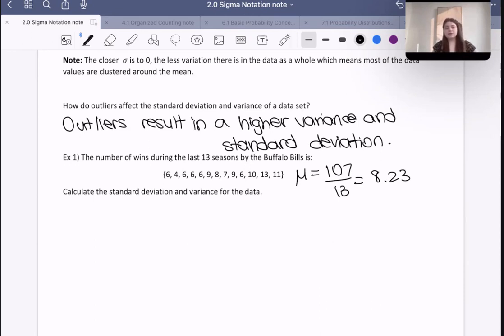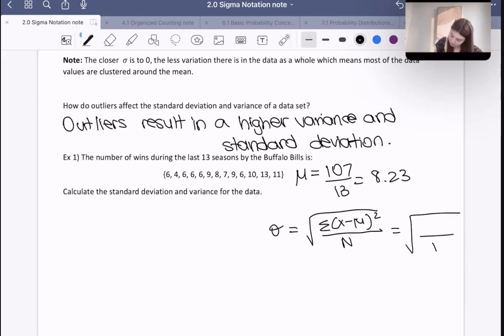Now we want to figure out the standard deviation. How do we find it? The standard deviation is equal to the square root of the summation of the (x minus mu) values squared, over n, the total population. This is equal to the square root of something over 13. We first have to find this missing piece. So what must we do? We must take each value, subtract the mean, and then square.